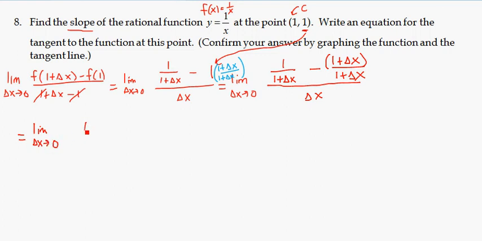Okay, so I'm subtracting now this fraction minus this fraction. So I'm doing 1 minus the quantity 1 plus delta x. So 1 minus the 1, but also minus the delta x. Right, so I'm distributing that subtraction. And this is all over 1 plus delta x. And then the whole thing is all over delta x. So I have a fraction within a fraction.